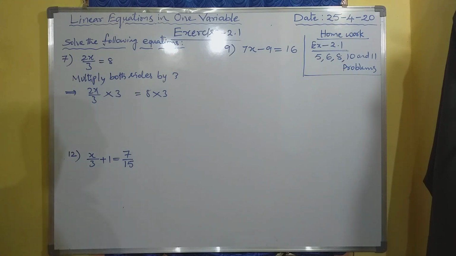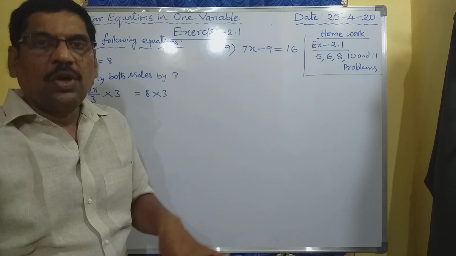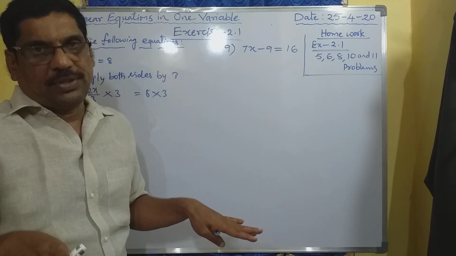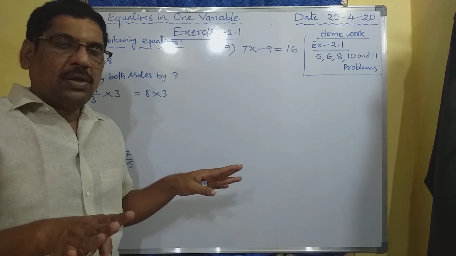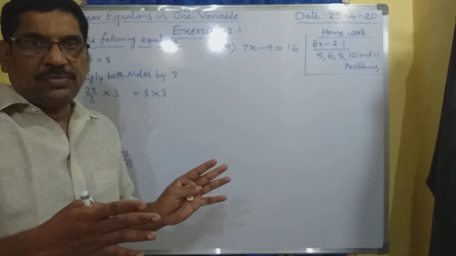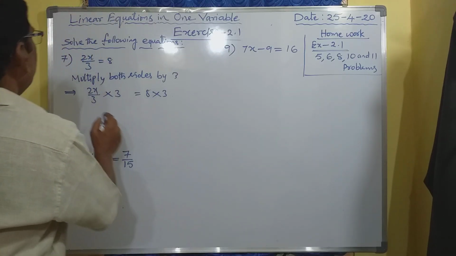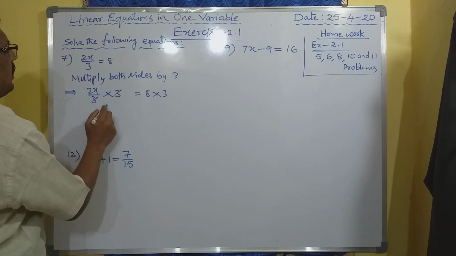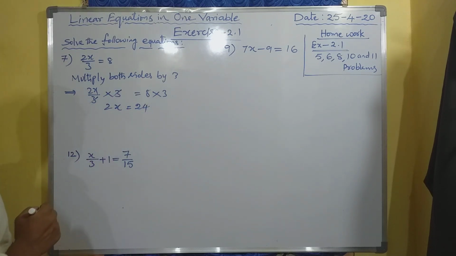So why should we do the operation on both sides? Because we have to balance the equation always. Whenever you add something, subtract something, multiply or divide something, we have to do it on both the sides. So here we can cancel 3 and 3. Then we get 2x is equal to 8 times 3, which is 24.